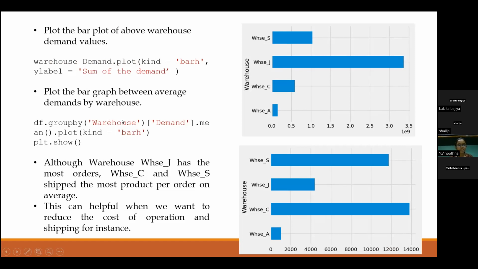But when I plotted the graph between warehouse and average demand, warehouse C has more orders on average. So in conclusion from these graphs, warehouse J has the most orders, and warehouse C and warehouse S have shipped the most orders on average. This result can be helpful when we want to reduce the cost of operation, and when we want to invest in shipping, for instance.